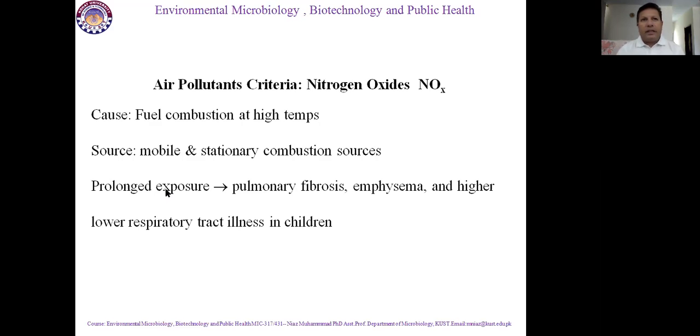Okay, what happens when the concentration of nitrogen gases in the environment is higher and persists for a longer time? The individuals who are breathing and living there, continuously exposed to that environment, will suffer from prolonged exposure to nitrogen gases. It will cause pulmonary fibrosis. It will affect our respiratory system, causing emphysema and higher lower respiratory tract illness in children. So if the concentration of nitrogenous gases exceeds the normal level, it negatively affects the respiratory system of individuals living there, and especially in children, where it causes lower respiratory tract illness.